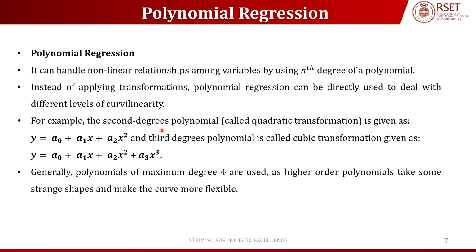For example, second degree polynomials are known as quadratic transformations. That is given as y is equal to a0 plus a1x plus a2x square. Third degree polynomials are known as cubic transformations. That is given as y is equal to a0 plus a1x plus a2x square plus a3x cube. Here a0, a1, a2, a3 are all coefficients of regression, x is our independent variable and y is the dependent variable.